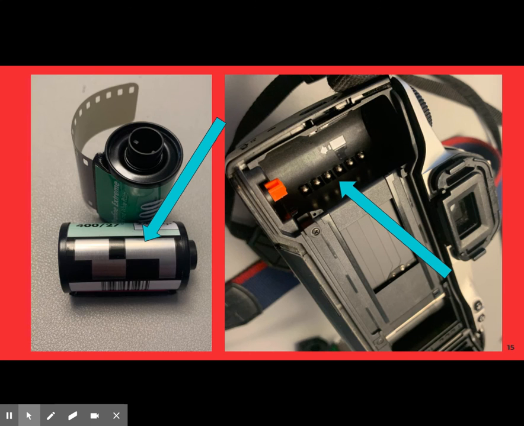A lot of newer cameras will automatically read the film and set the ISO automatically. If you don't see an ISO setting on the top of the camera, look inside the body for these silver buttons that you see here on the right. They create a circuit with the pattern painted on the film canister, and then your camera knows what film is inside.